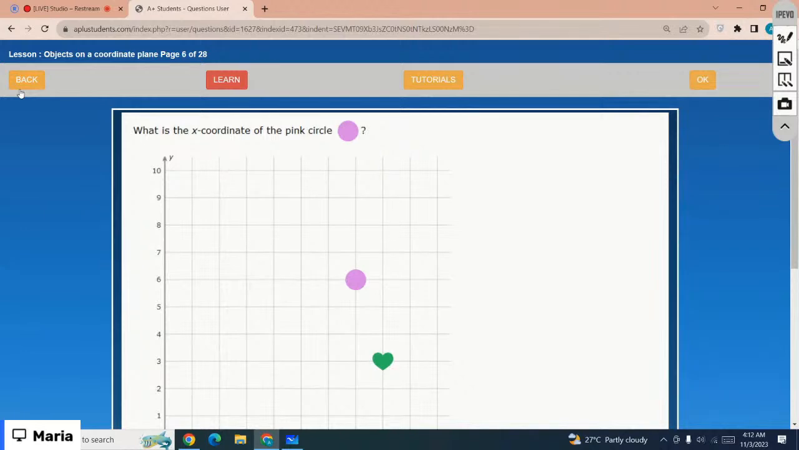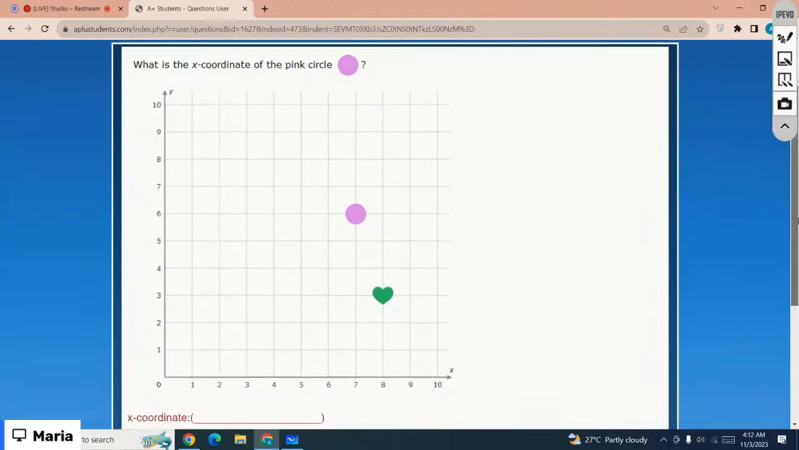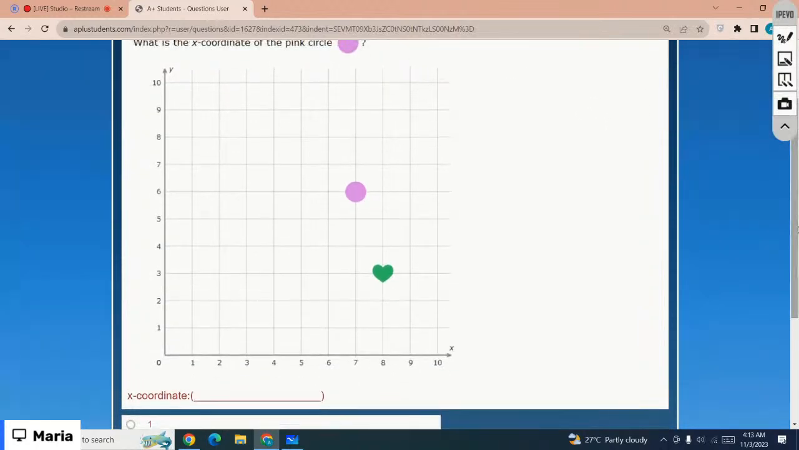You just have to match them on the x-axis and y-axis. Just look at this question, Xavier. What is the x coordinate of the pink circle, right? So locate the x coordinate on the coordinate plane. Here it is, right? Just match it to the x-axis, it matches 7, and then match it to the y-axis, it matches on the 6. So the x coordinate is 7 and y coordinate is 6, right? You just have to match them on x-axis and y-axis. Got it?